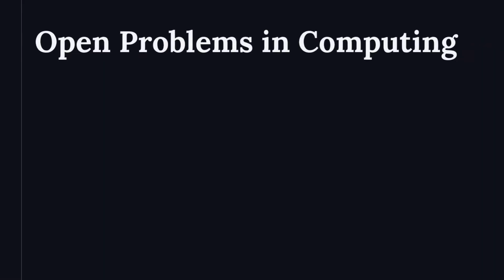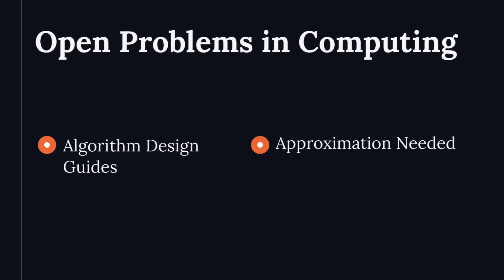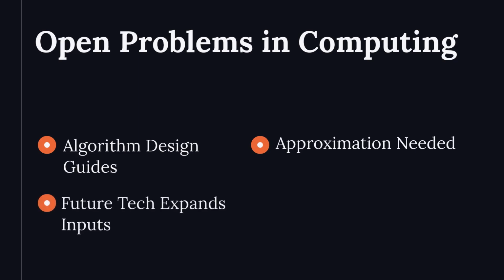Open problems like P versus NP define efficiency limits. They guide algorithm design strategies. Approximation and heuristics are often necessary. Future tech expands input ranges but does not simplify NP-hard problems. Classification directs where to aim for efficient solutions.